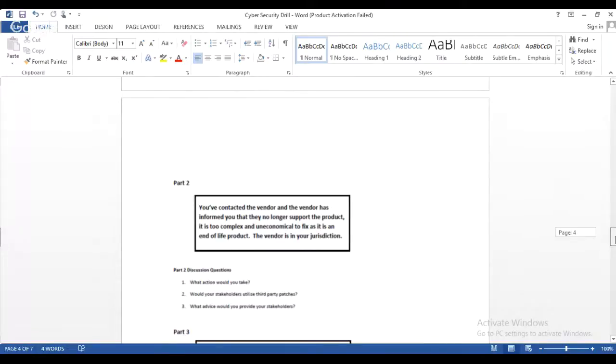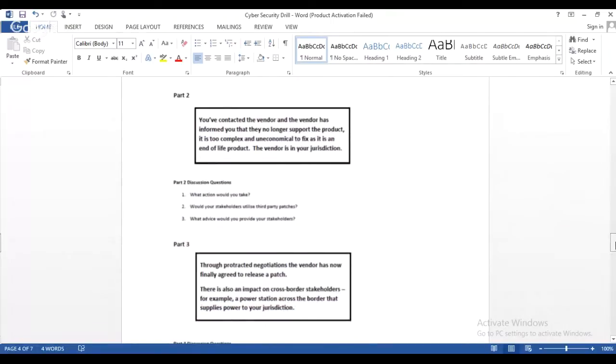First question, yes, ma'am. According to that scenario, the first question is what actions would you take? According to that, migrate the system to a new product and especially ask the vendors to develop a temporary solution until they move to the new system using third-party patches.